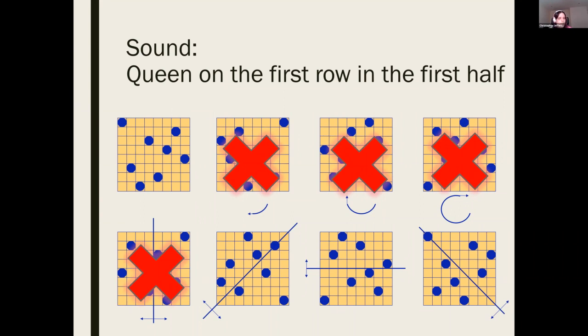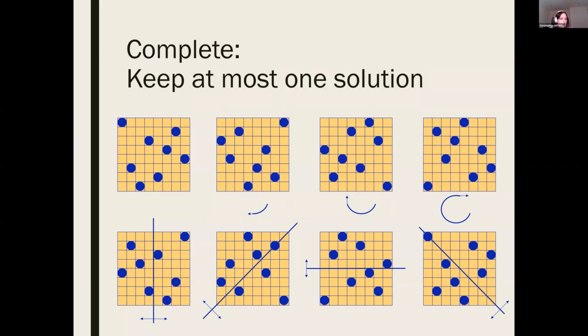In any chessboard, there must be a queen on the first row, in any solution, certainly. And if it's in the second half of the row, we can reflect it so it's in the first half. You also want your symmetry breaking to be complete. I've never totally liked the definition of complete, but this is the standard definition. Complete means it keeps at most one solution. So a symmetry breaking method can be complete because it deletes all the solutions. It's not valid anymore, but it's still complete.